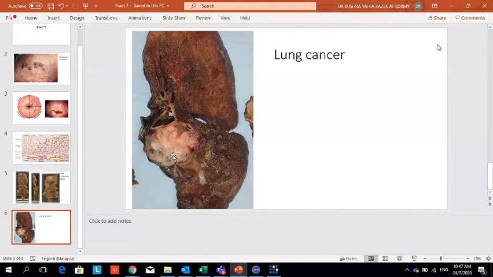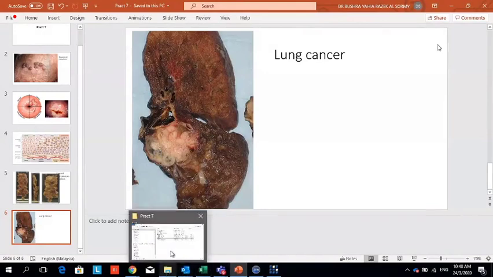Why is there black color there? Necrosis? What do you think? Smoking. Yes, smoking, the tar from the smoke. Yes, very good. Tars. Okay, so we go to our slides.